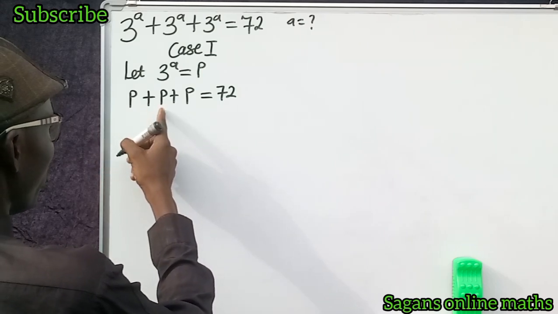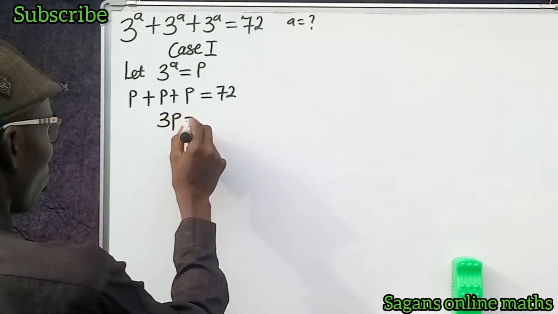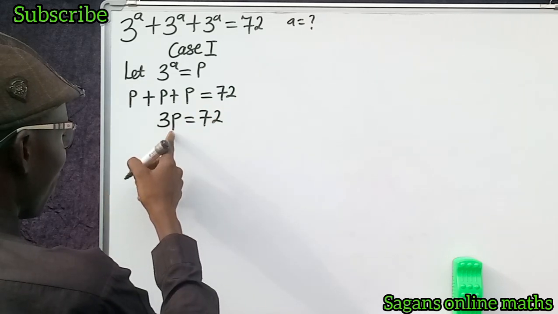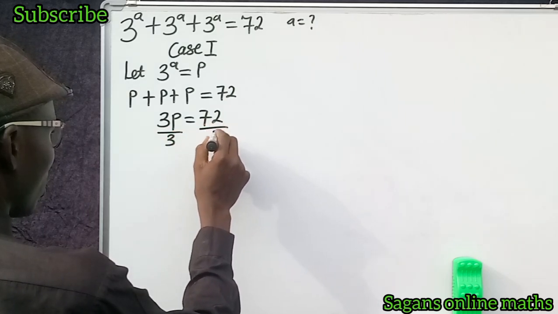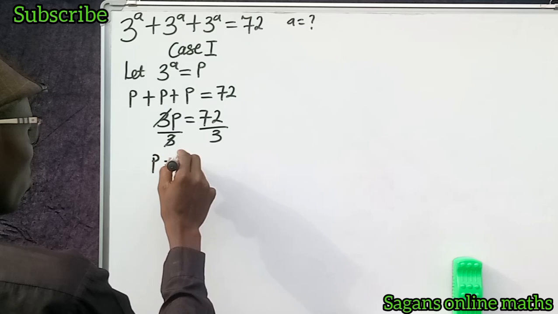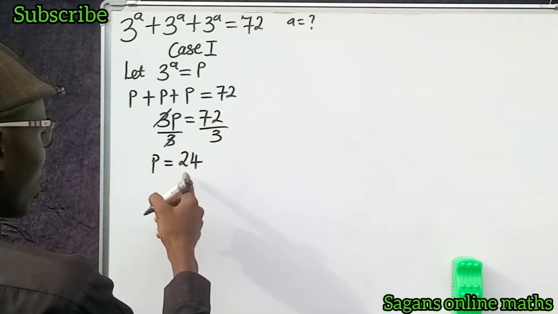p plus p is 2p. 2p plus p is 3p. So 3p equals 72. Let's divide both sides by the coefficient of p, which is 3. Now 3 will go out, so that p is equal to 24, because 72 divided by 3 is 24.